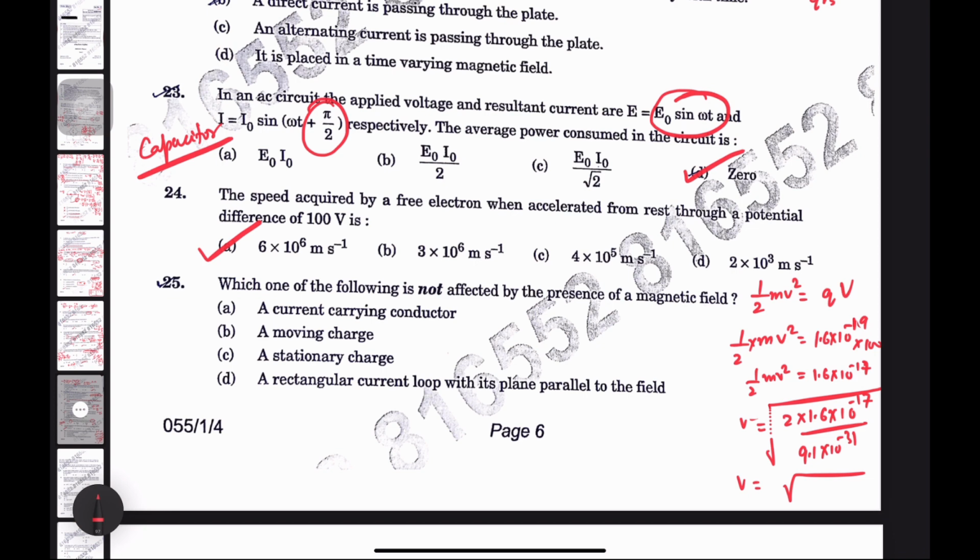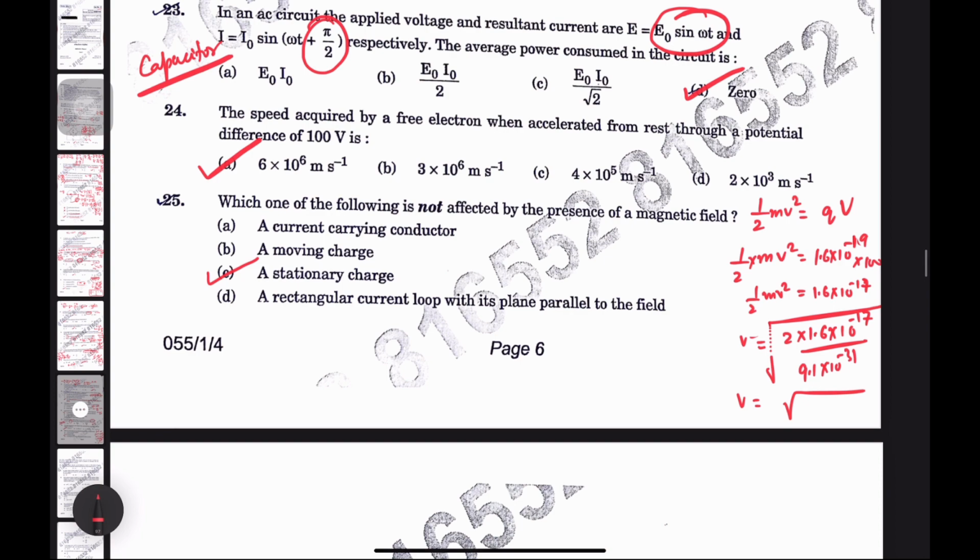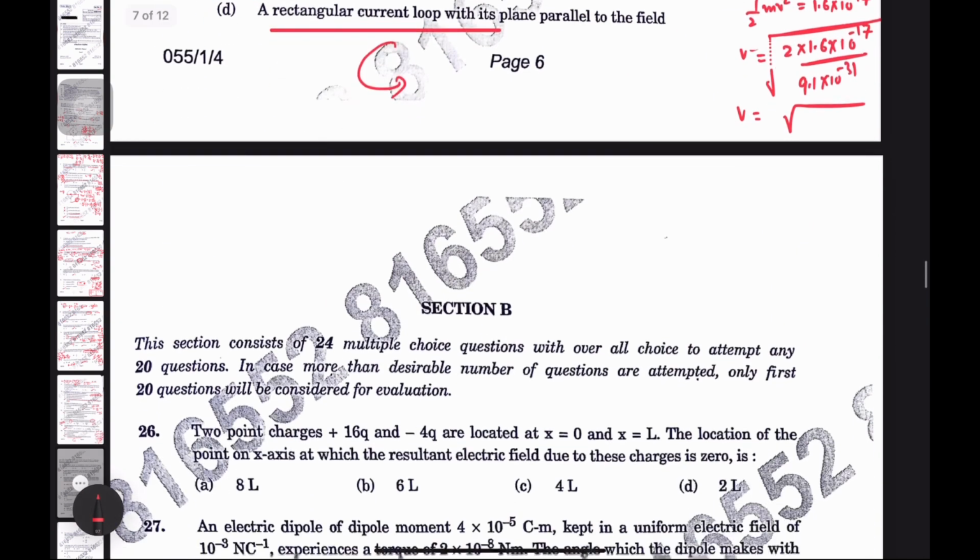A current carrying conductor always experiences a force. It gets affected. It experiences a force in a magnetic field. A moving charge gets deflected. Whenever we are having a moving charge making an angle theta with the magnetic field, it gets affected. A stationary charge is the correct option because magnetic field has no effect on a stationary charge. And a rectangular loop, it starts rotating.